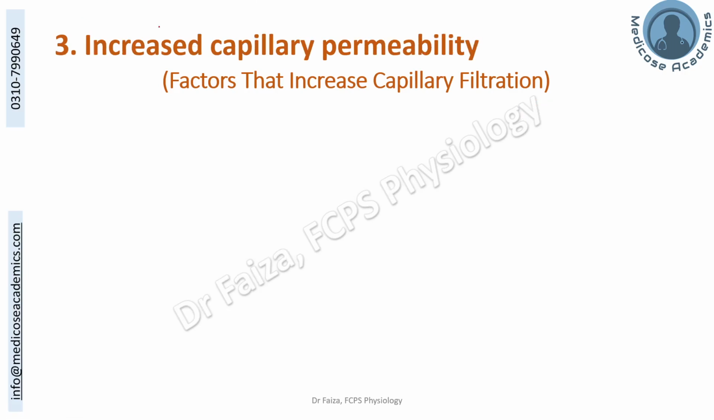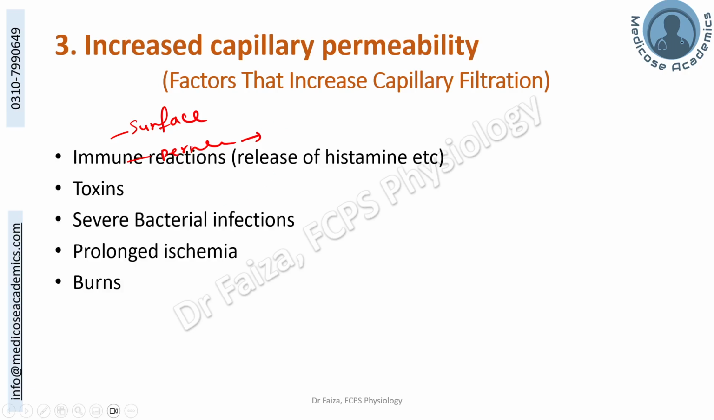The third condition that can cause edema is increased capillary permeability, which is dependent upon the capillary filtration coefficient. The capillary filtration coefficient is further dependent upon two things. One is the surface area and the other is the capillary permeability value. For example, the brain capillaries are much less leaky because of the tight junctions, while the liver sinusoids are very leaky capillaries. So these two factors are going to decide the capillary filtration coefficient.